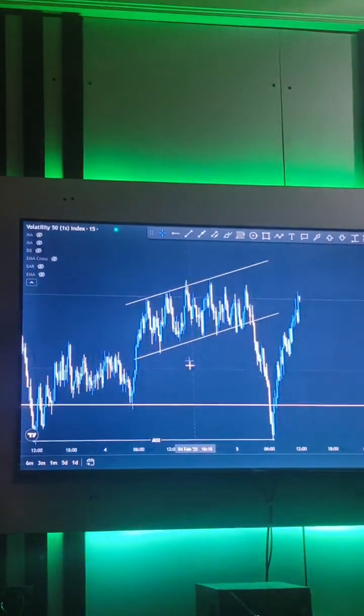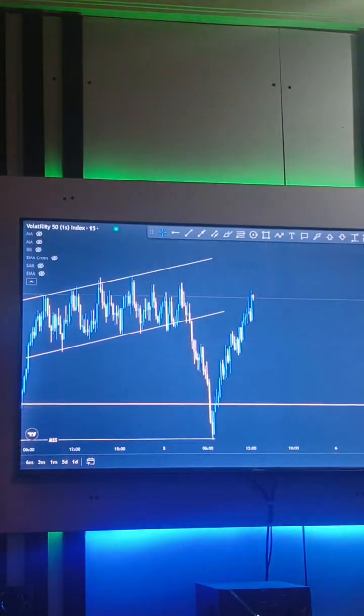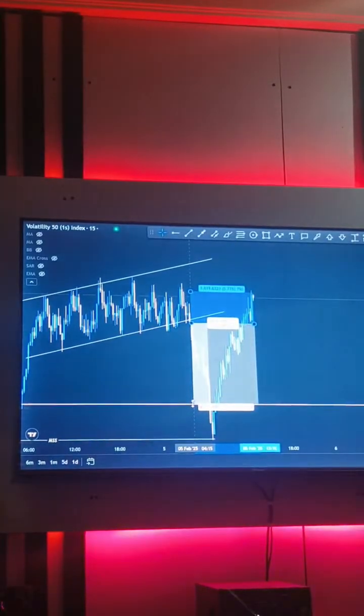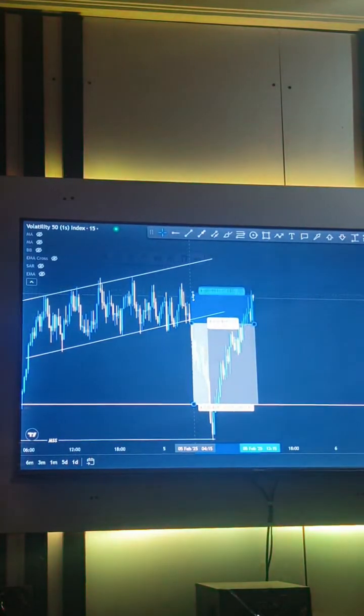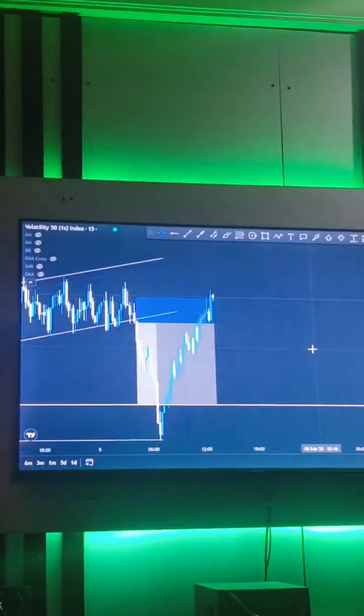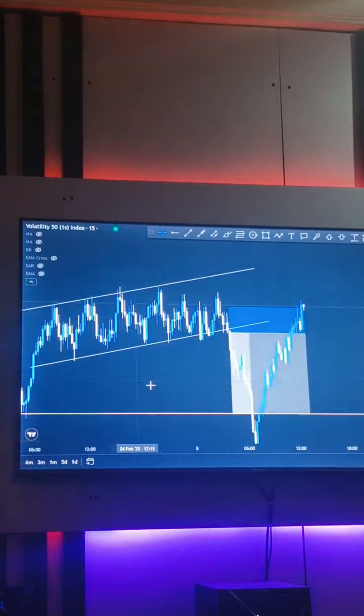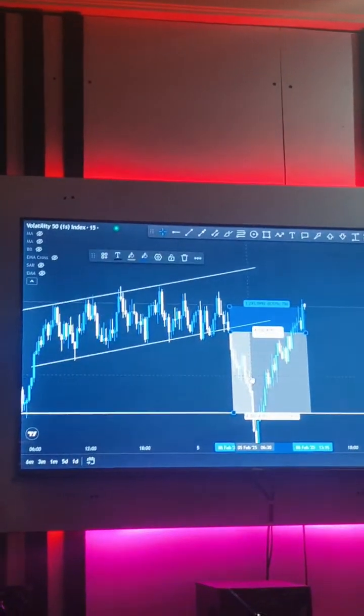Look at this breakout. This was a massive breakout. Can you see that? You guys see that breakout? Massive breakout from the pattern I drew yesterday.